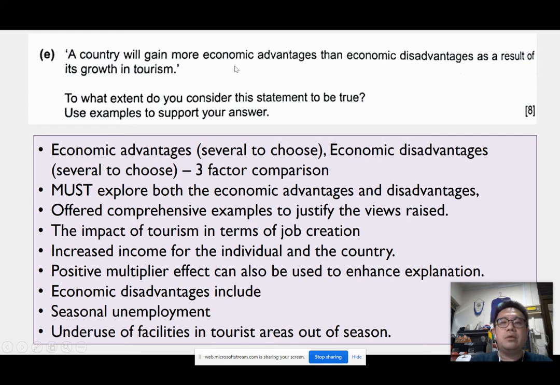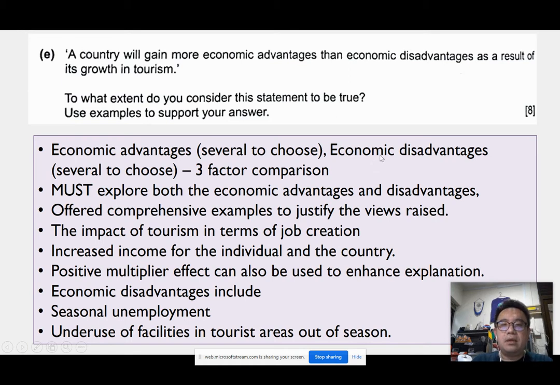Now, when you take a closer look at the question itself, what they are looking for is for you to focus on economic advantages and economic disadvantages. They're not saying that you have to have one versus one, right? They are comparing, and you know that there are more than one economic advantage and one economic disadvantage when we covered this part of tourism. So it is actually up to you to pick whether you want to talk about two advantages, one disadvantage, or vice versa, right? So there are several factors to choose as I've written down here, economic disadvantage and advantage as well.